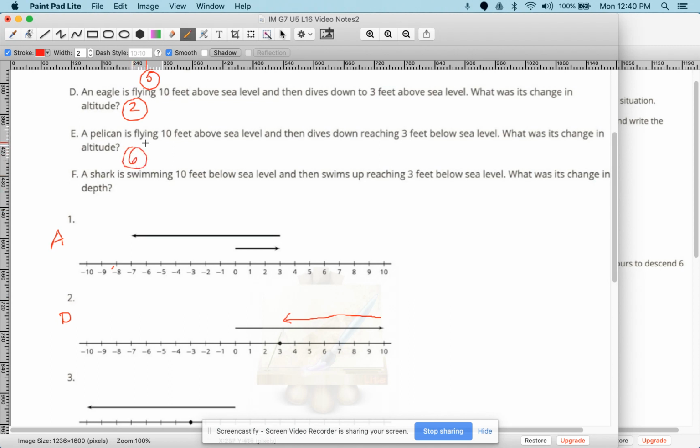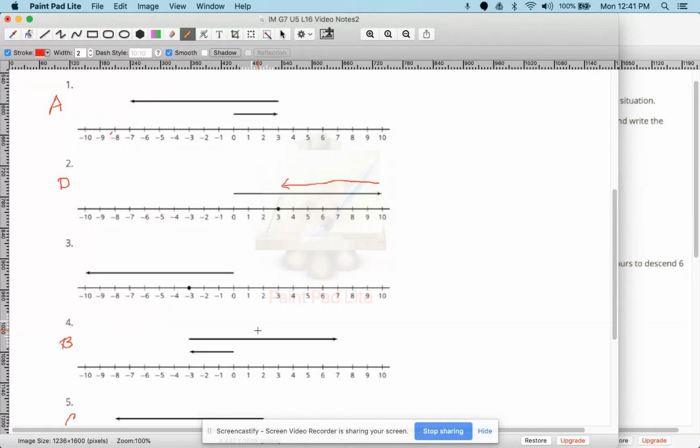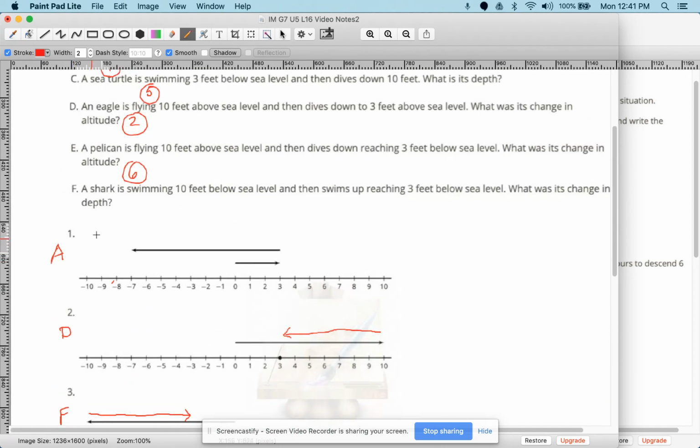And then it looks like we only have one left, but let's check it to make sure that it does match. A shark is swimming 10 feet below sea level and then swims up, reaching 3 feet below. So he's swimming at 10 feet below, and he swims up to reach 3 feet below. So it looks like it would be this one. He starts at 10, he swims up, but he stops at 3 feet below. So again, number 3 would be F. And by F, I'm going to put a number 3.